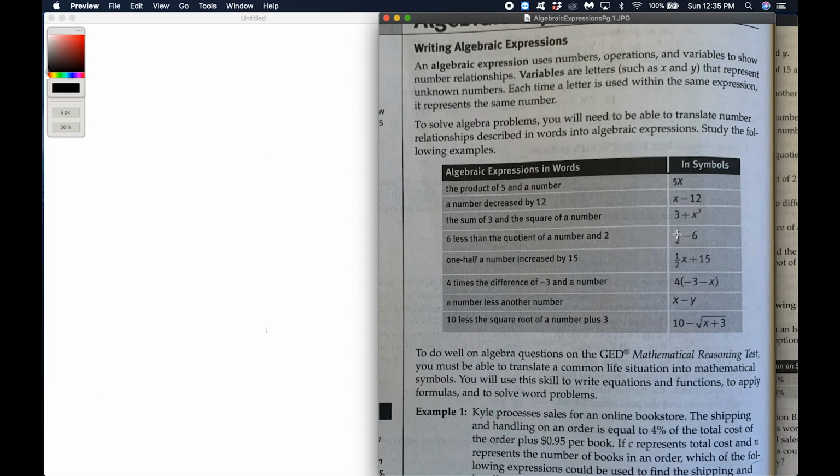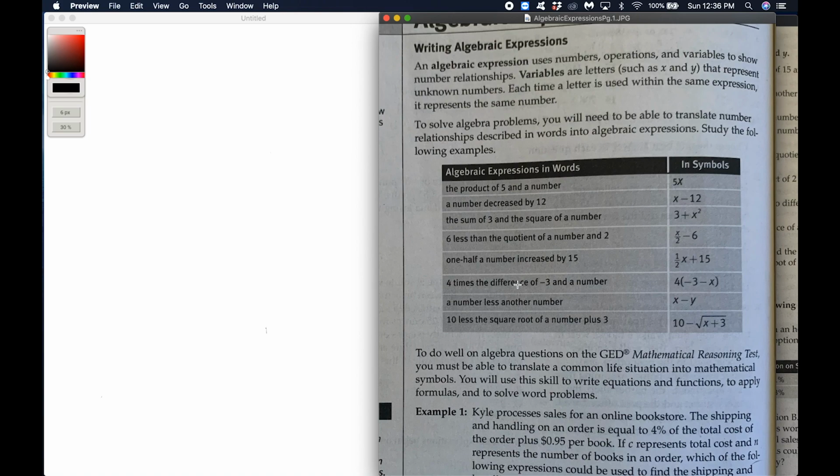So x over 2 minus 6. I forgot to say "and 2". 1/2 a number increased by 15. So we have half times, 1/2 of a number increased by 15. Half of the number, which is the unknown number, plus 15.